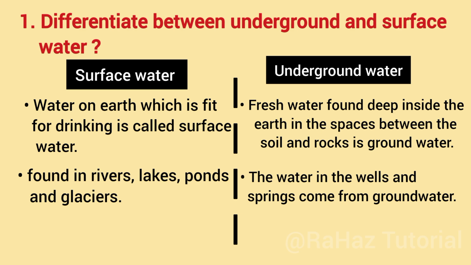Surface water. Water on earth which is fit for drinking is called surface water. Found in rivers, lakes, ponds and glaciers. Underground water. Fresh water found deep inside the earth in the spaces between the soil and rock is groundwater. The water in the wells and springs come from groundwater.